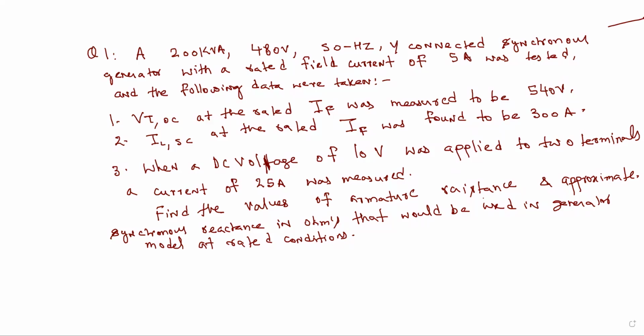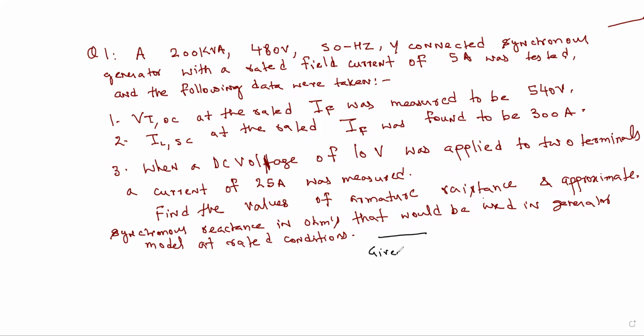Let's get started. As the question is in front of you, we can look at it. The question says: a 200 kVA, 480 volt, 50 hertz Y-connected synchronous generator with a rated field current of 5 amperes was tested. The important information is the given data, so don't get bogged down by such a big question.